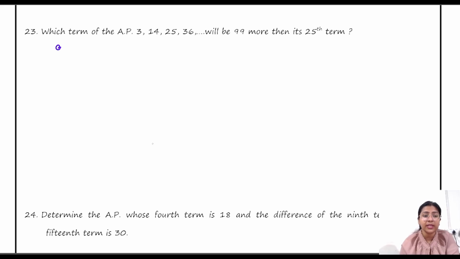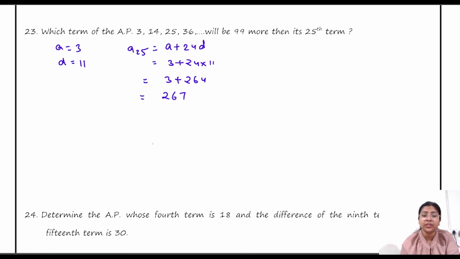So we have the first term as 3. The common difference is 14 minus 3, which is 11. Okay, the 25th term will be a plus 24d. Yes, simplify this. 3 plus 24 into 11 will be 3 plus 264, which is equal to 267. This is the 25th term. Okay, we need to find out an. So an will be 99 plus 267, add these two, it will become 366.